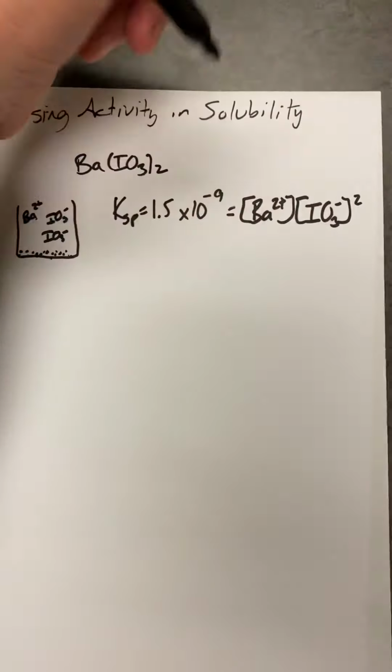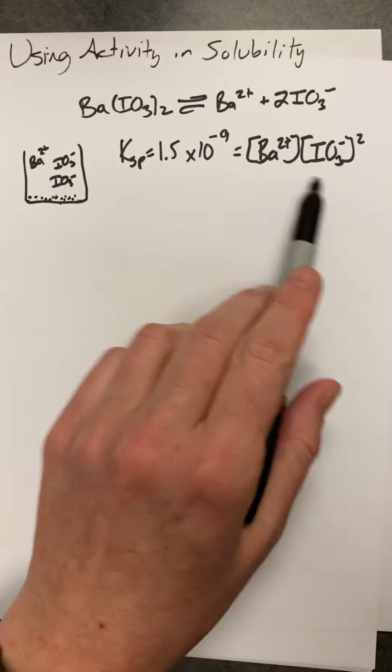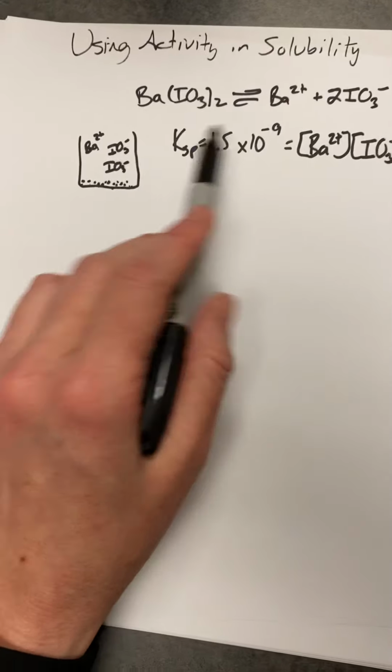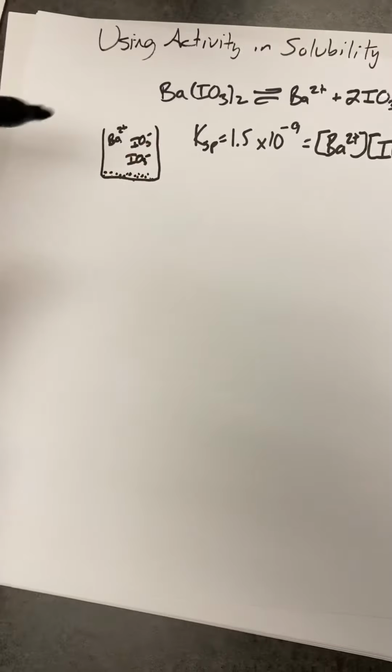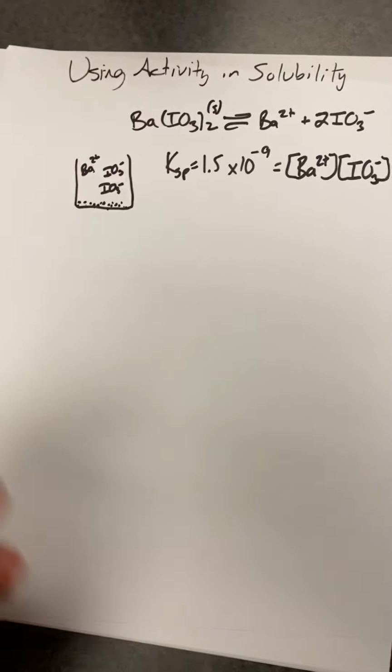So in any given situation, that would be the barium times the IO3 negative squared. And that's simply because of the way this breaks down. So in solution, you'd have this breaking down into barium 2 plus and 2 iodates. So this is simply an equilibrium equation, and of course we would exclude this guy because it is a solid.